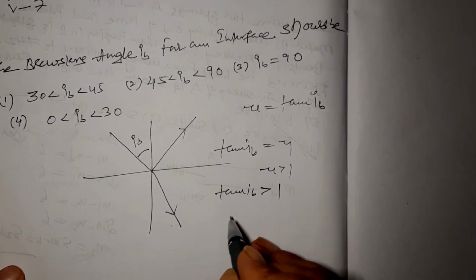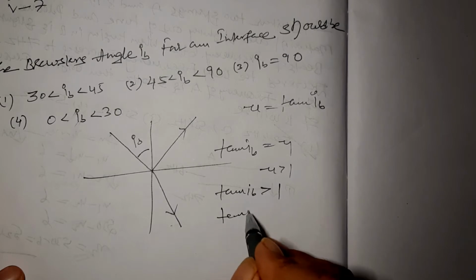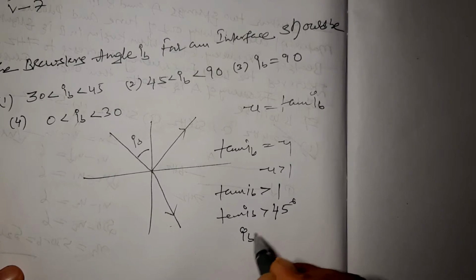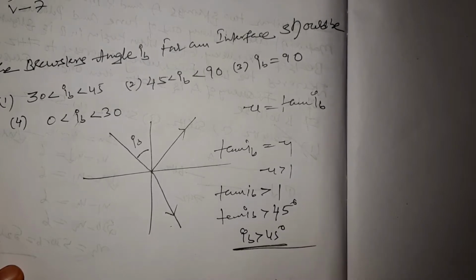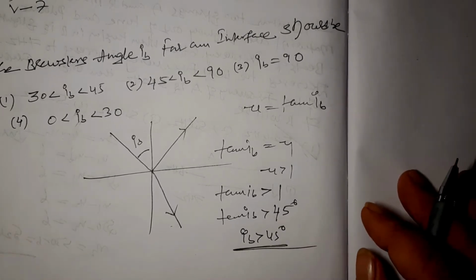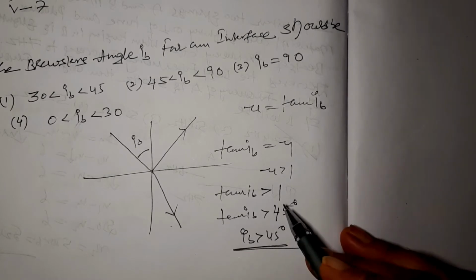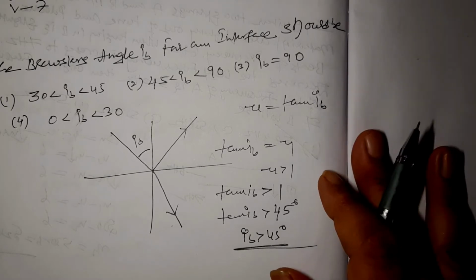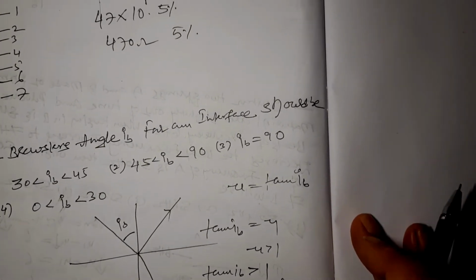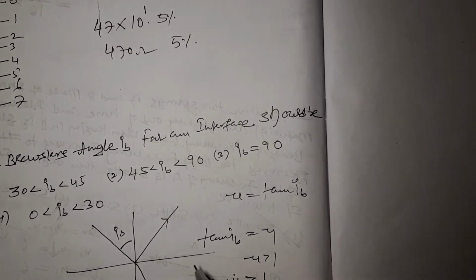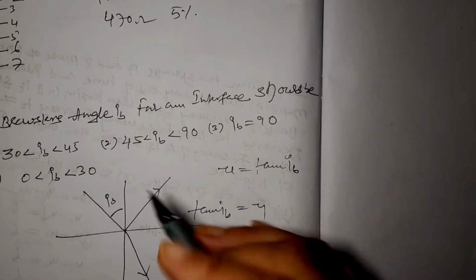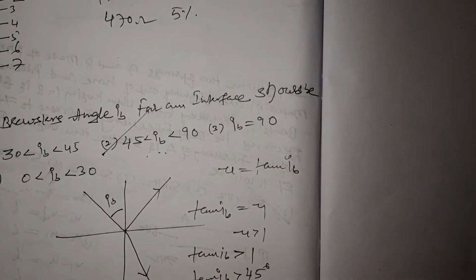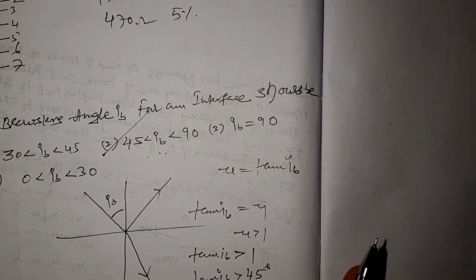So that means what here? Tan IB is greater than 1, so IB is greater than 45 degrees. If tan IB is equal to 1, then IB is equal to 45. But here the tan IB is greater than 1. That means IB is greater than 45. So IB is greater than 45 means here we check options. The Brewster angle must be 45 less than IB less than 90. Okay, this is the correct option.